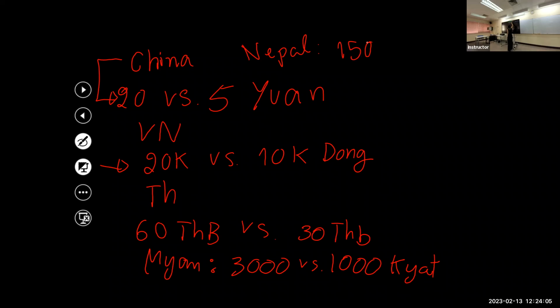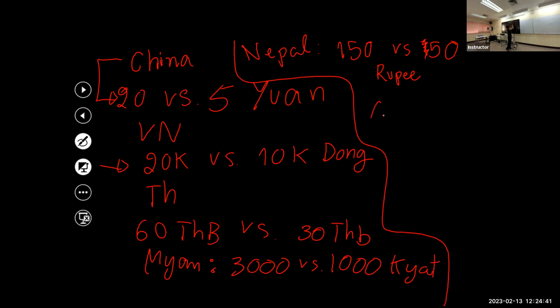$150. Now 150 versus 15. 50, sorry. Oh, okay, 3 times. And the currency is called rupees. Rupee. Okay. All right. Do I miss any other countries? Afghanistan. What do we have? 1,000 versus 200. Okay. And your currency is Afghani. Okay, 5 times. Okay.